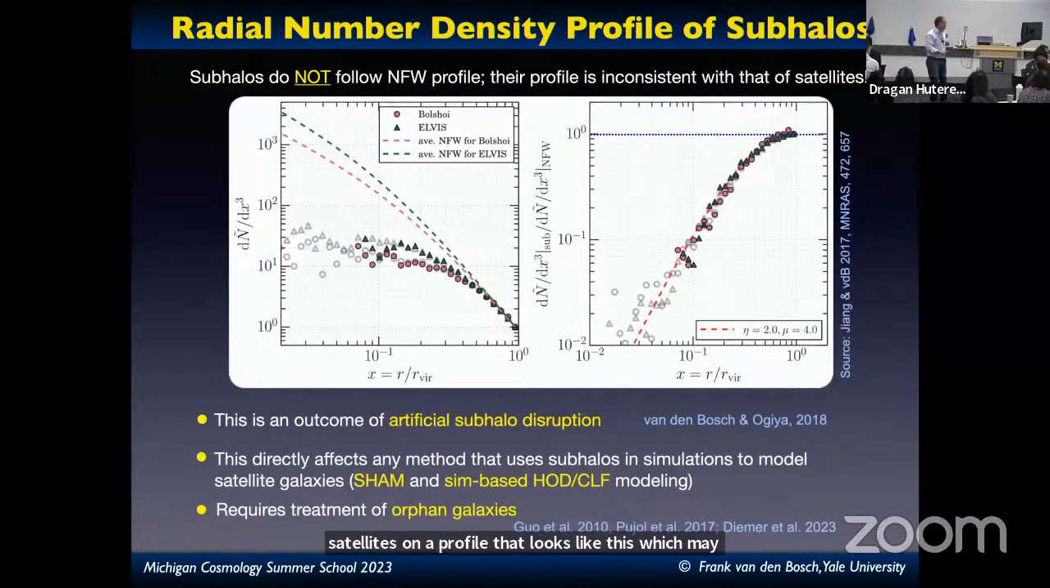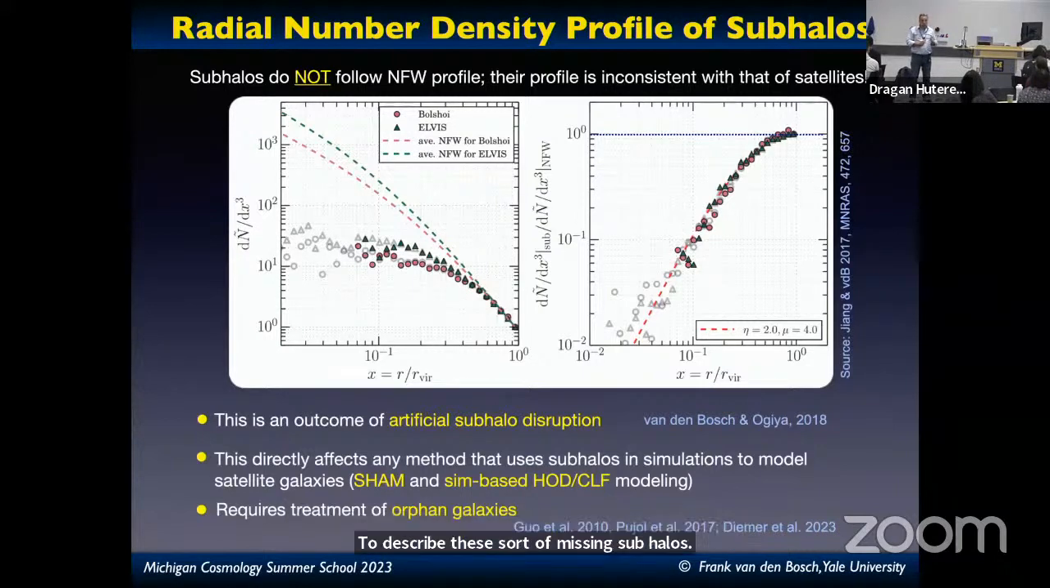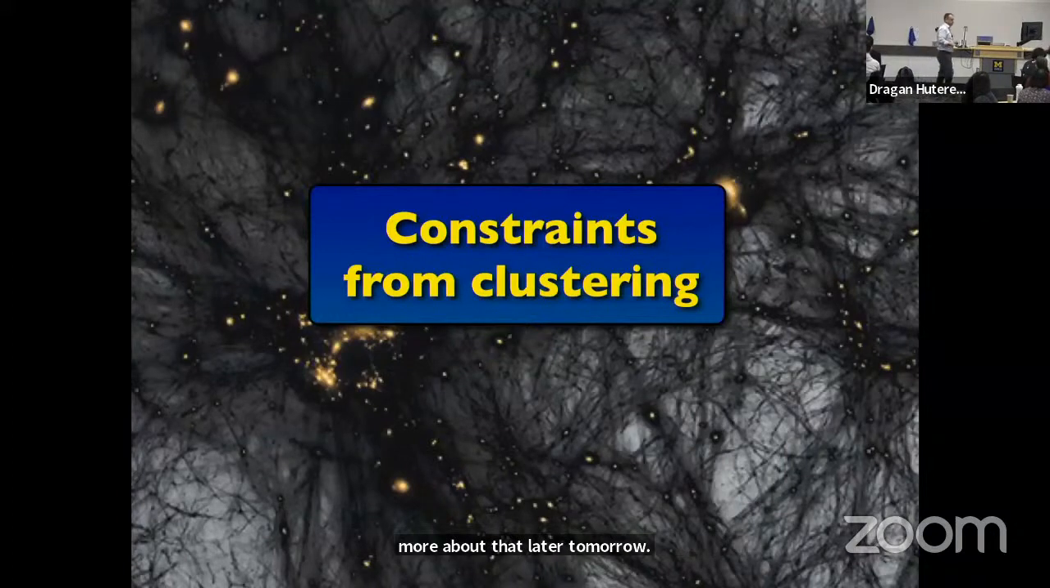And people have realized that, and then they said, okay, then we have to add a bunch of galaxies extra to it. And that's often called orphan galaxies. Okay? And that means once you use a simulation and you put satellites on subhalos, you often have to add an extra model to it to describe these sort of missing subhalos. Okay? And that adds some extra degrees of freedom. And we'll talk more about that later tomorrow. And this is exactly where I want to stop today. So that's it.